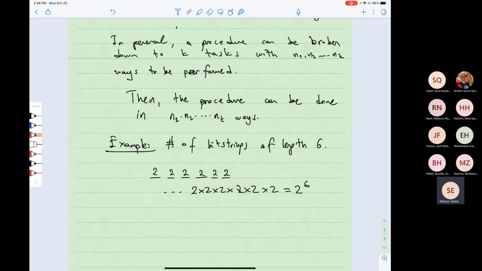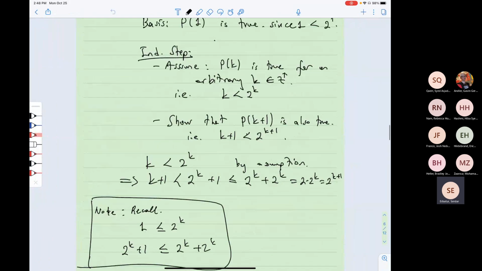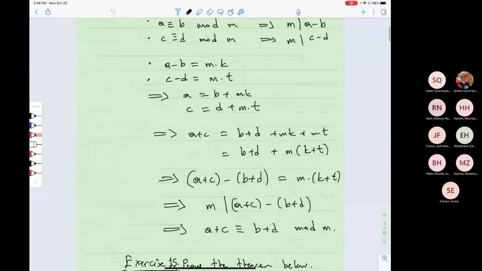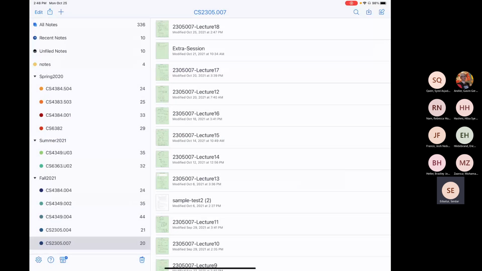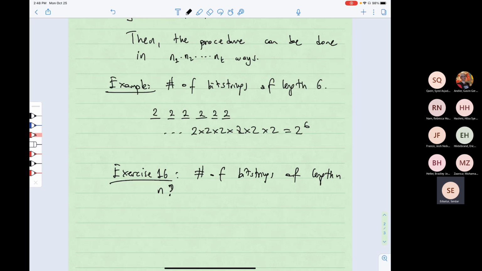Okay, how about then, did we have an exercise? Okay, we have an exercise 16. So then the number of bit strings of length n will be, again with the same idea, for any n, you know what it should be.